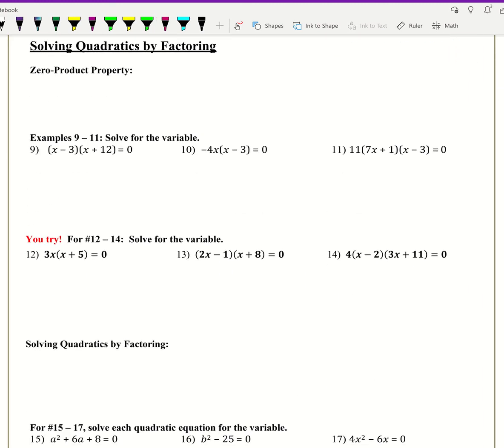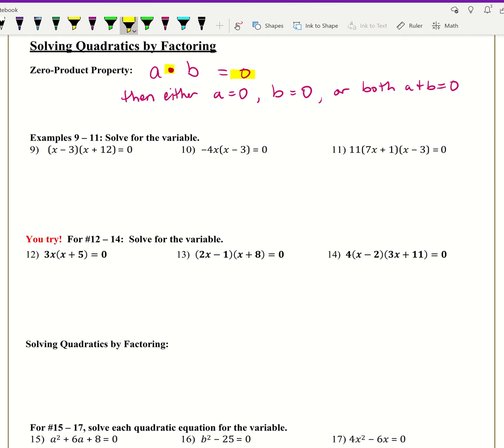This is called solving by factoring, and it's based on the zero product property, which says if you have 2 things that are multiplied together and they equal 0, something that is true is that either A is equal to 0, B is equal to 0, or both A and B are equal to 0. Basically, the only way you can multiply to get a 0 is if at least one of your factors is equal to 0.